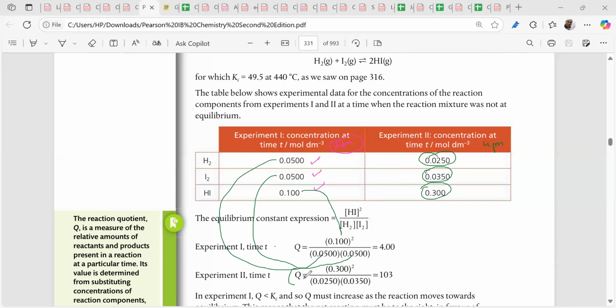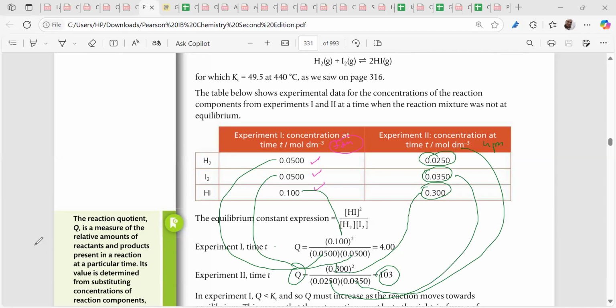Now again, I'm going to Q. I'm putting the concentration, right? Isn't it? So I'm putting this and this, right? We're getting this value, right? Clear? Fine.